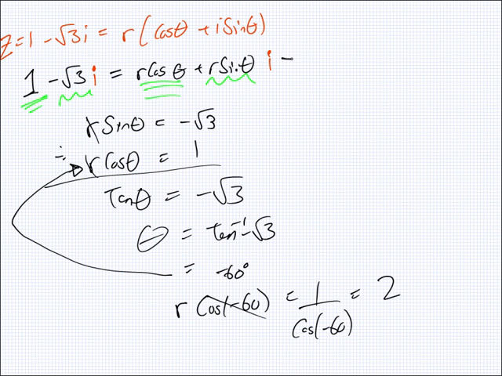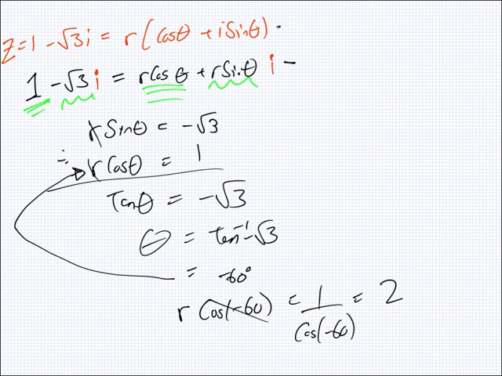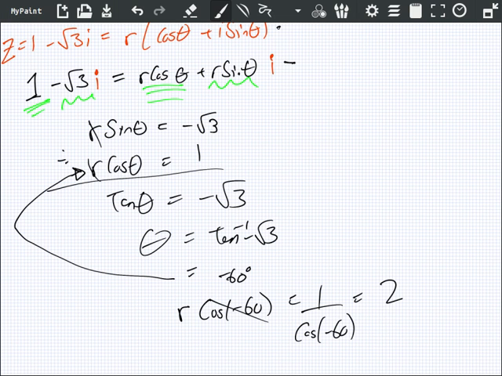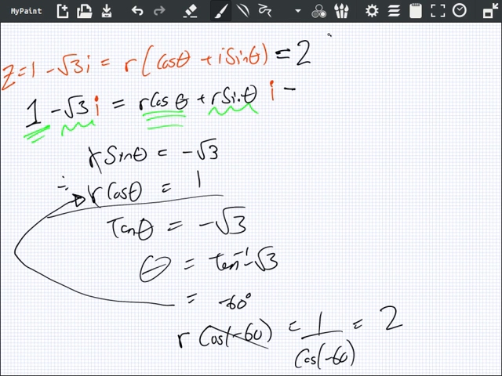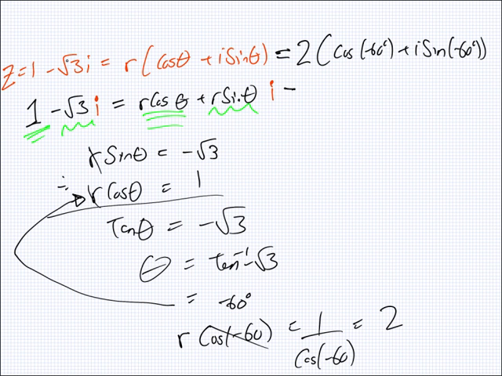So, we can go back to the beginning and say you can write 1 minus square root 3i in the form 2 bracket cos of minus 60 plus i sine of minus 60. If you expand this, you do get 1 minus square root 3i. Okay. Did they get this complicated in the charts? No?